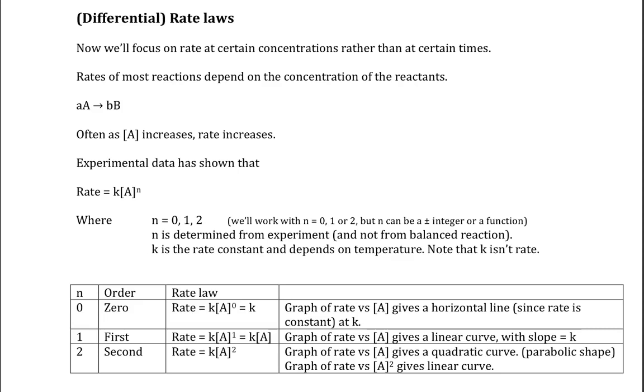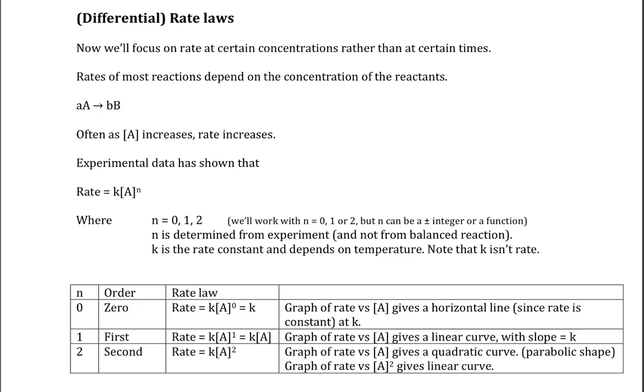Experimental data shows that rate is equal to k times the concentration of A to a power n, where n for our purposes will be either 0 or 1 or 2. If you go on in chemistry, you will see that there are more possible values for n. Note, this is very important, n is determined from experiment, not from the balanced reaction. We can't look at the little a and the little b, the stoichiometric coefficients, to determine what n is. n comes from experiment.